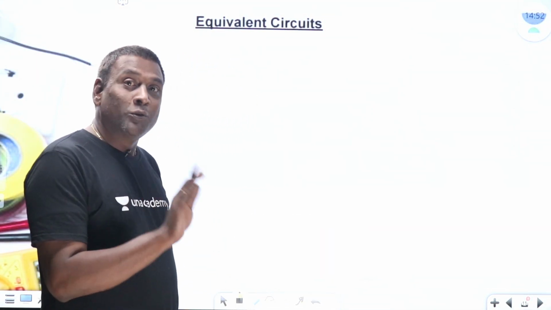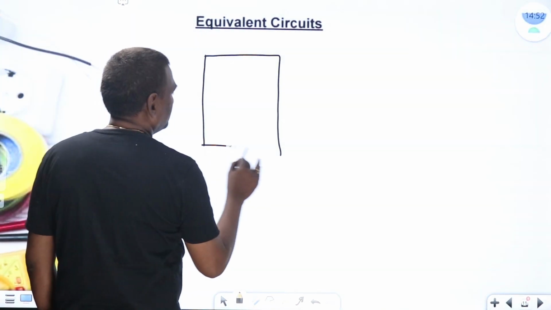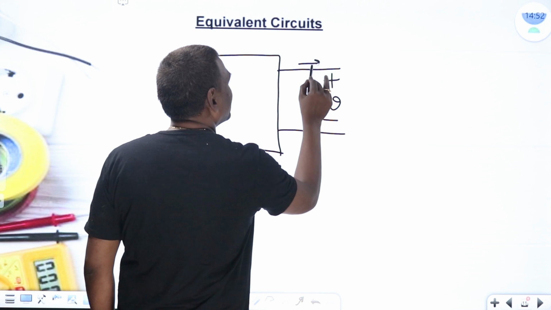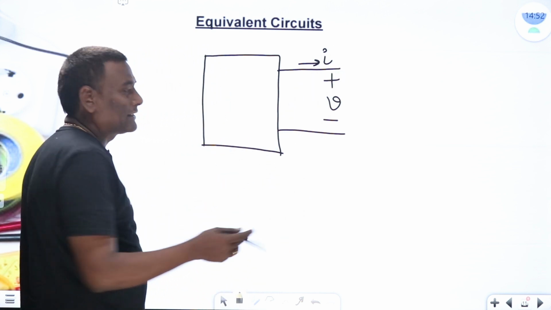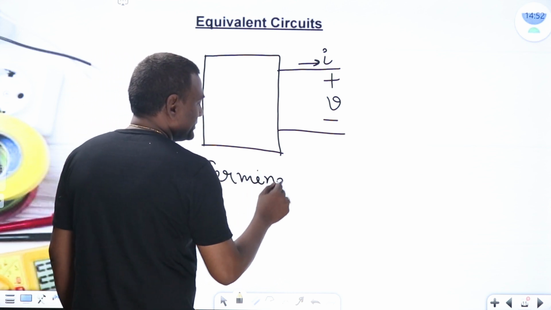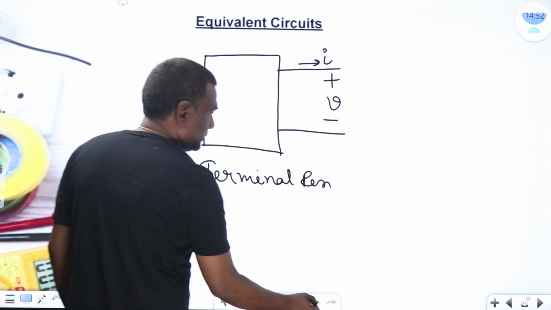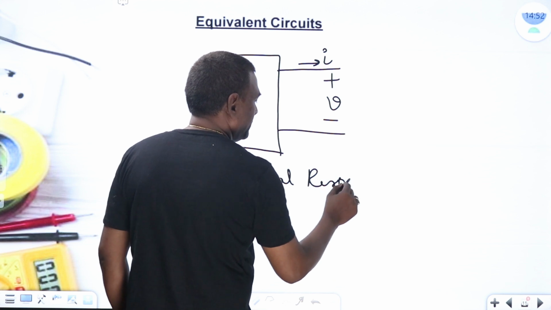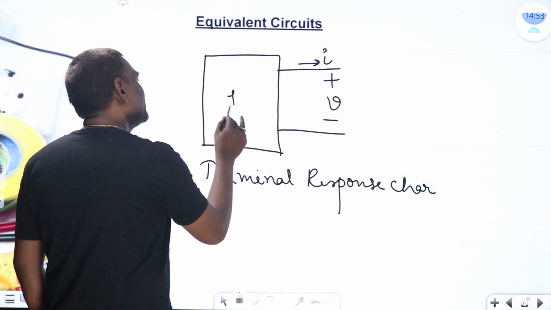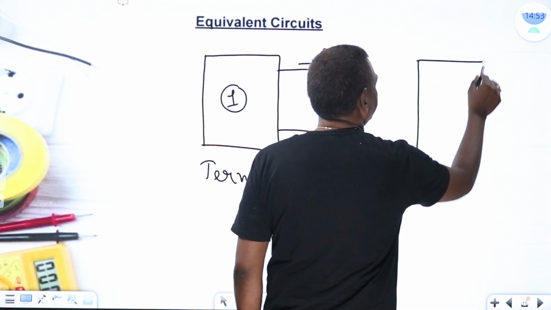Boundaries are very important. Now, if I have one system, for this system, let me consider terminal response characteristics. I repeat, terminal response characteristics of this particular system. The terminal response characteristics of the first system should be exactly equal to those of the second system.